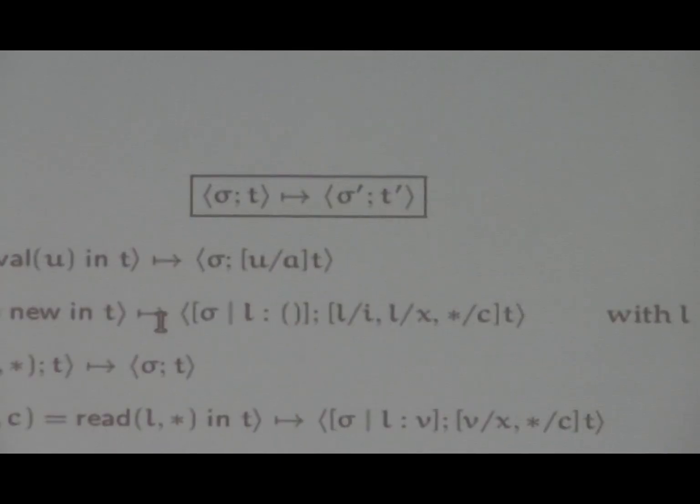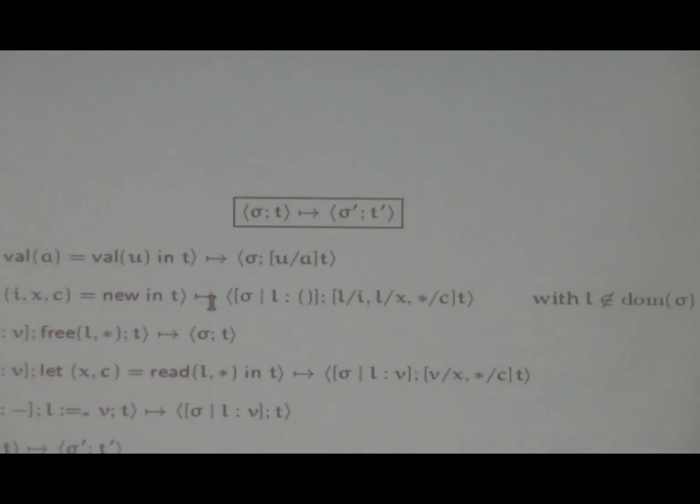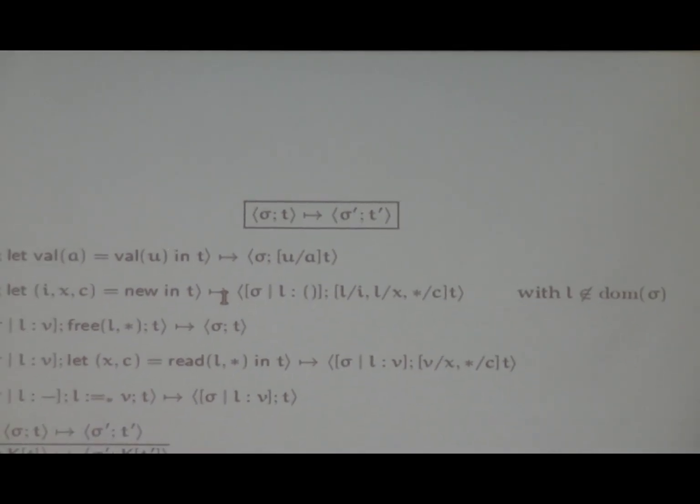And that leaves us with the reduction rules for the computations. And what's happening now is we have a step relation not on terms but on machine configurations. So a machine configuration is a pair of a store, which I write sigma, and a term t. And a store is a list or a finite function mapping locations to values.